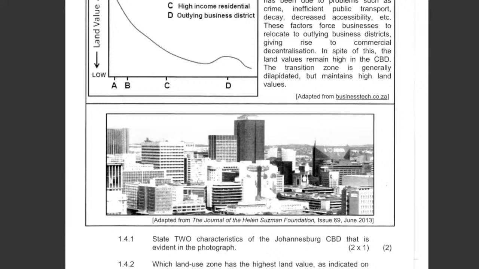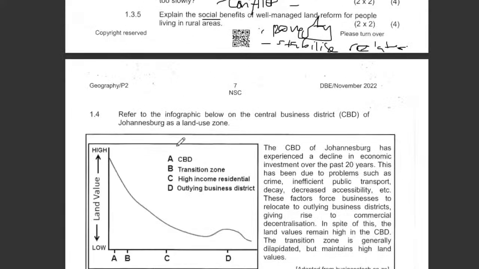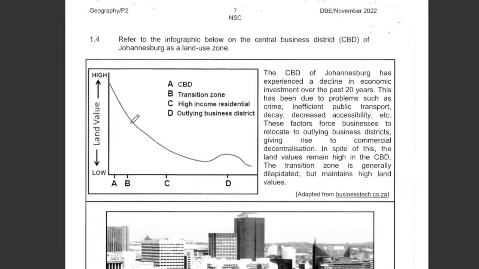Okay, we got another question that refers to the infograph below of a central business district of Johannesburg, as a land use. The graph here is indicating from low to high the land value, and A, which we said is the CBD, B is the transition zone. You can see the profile of the urban area going outwards, and the land value in A is high, in B it is still high, and as you go outwards, the land value declines.